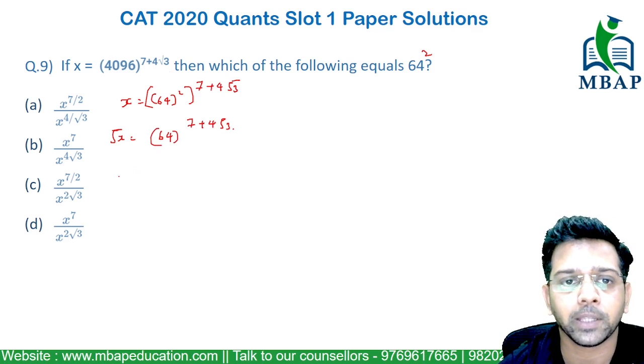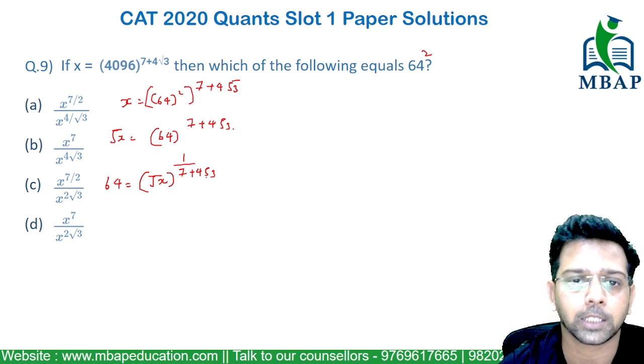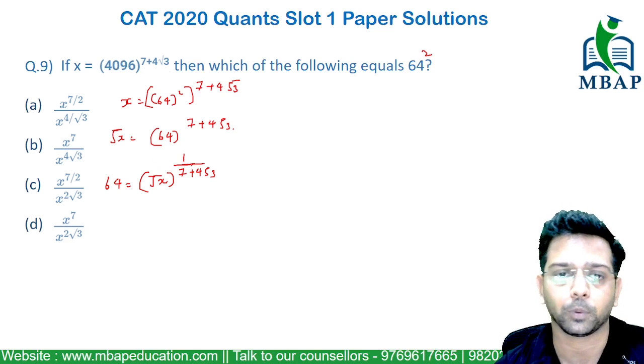I want everything to be in the form of 64. So 64 will be equal to what? 64 will be equal to root of x raised to 1 divided by, reciprocal will come up, 1 by 7 plus 4 root 3. This is what the answer will be. But it's not given in this form. So possibly you would have to solve the value of x raised to 1 by 2 to 1 by 7 plus 4 root 3.